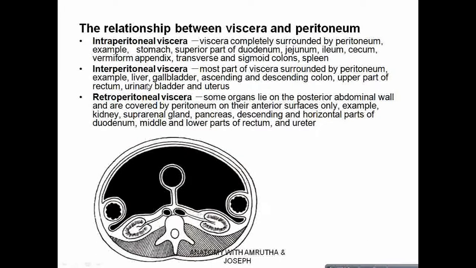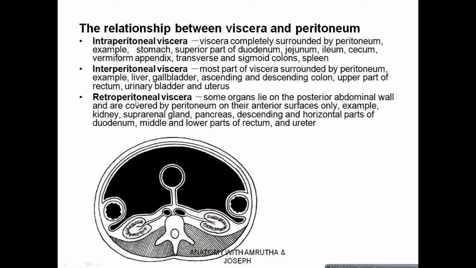Now the next group is interperitoneal viscera. Here most of the part of the viscus is surrounded by peritoneum. In this structure, most of the part is surrounded by peritoneum. Examples are the liver, gallbladder, ascending and descending colon, upper part of the rectum, urinary bladder, and uterus.